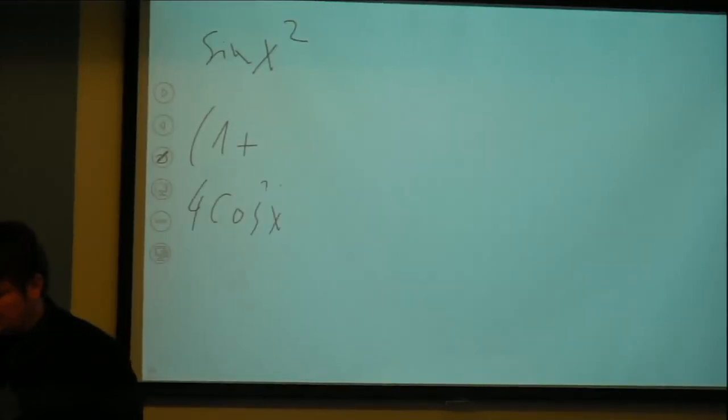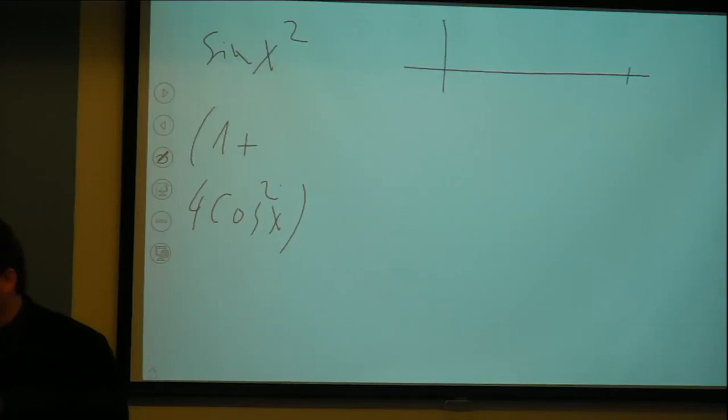So, writing once again: sine x squared times 1 plus 4 cosine x squared. So I want to plot this function. First, I can plot sine x squared, which will be, if here is my argument, just a hump, right? You agree? For half period.